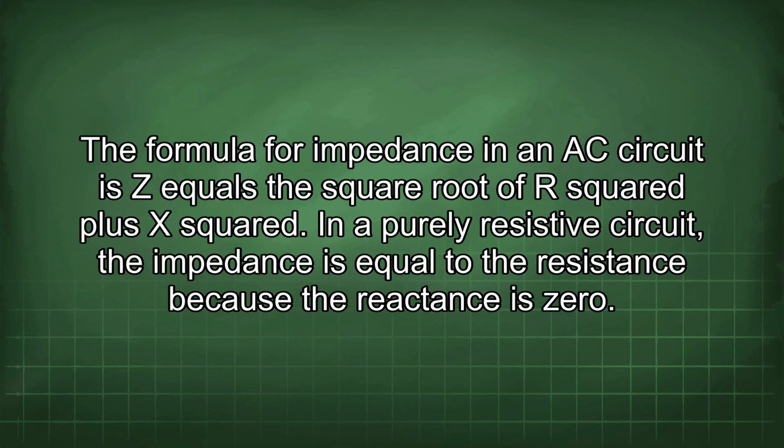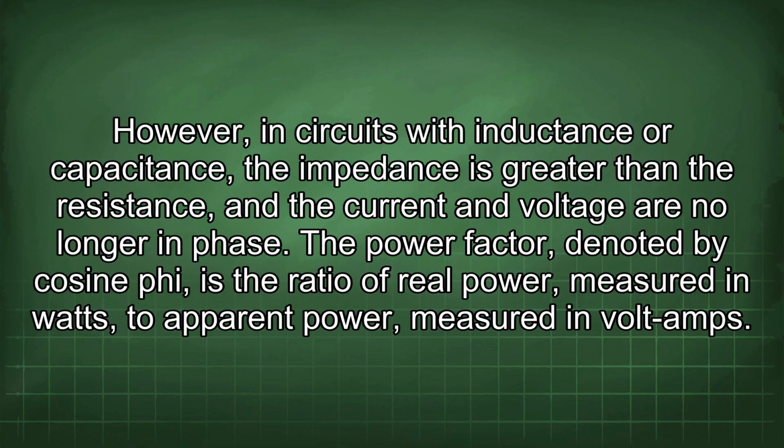In a purely resistive circuit, the impedance is equal to the resistance because the reactance is zero. However, in circuits with inductance or capacitance, the impedance is greater than the resistance, and the current and voltage are no longer in phase. The power factor, denoted by cosine phi, is the ratio of real power, measured in watts, to apparent power, measured in volt-amps.